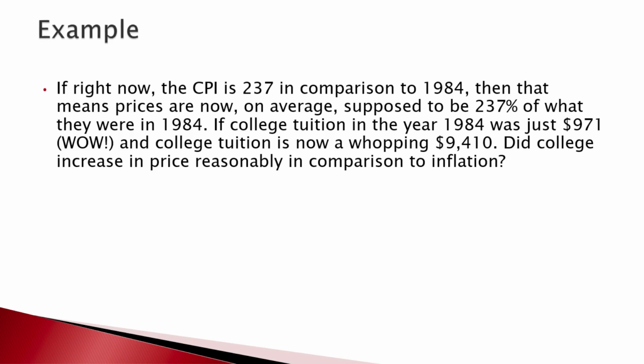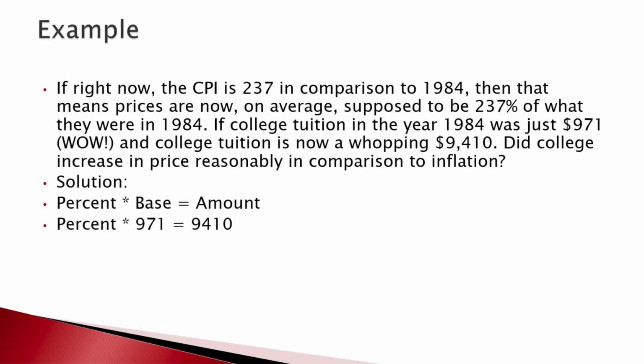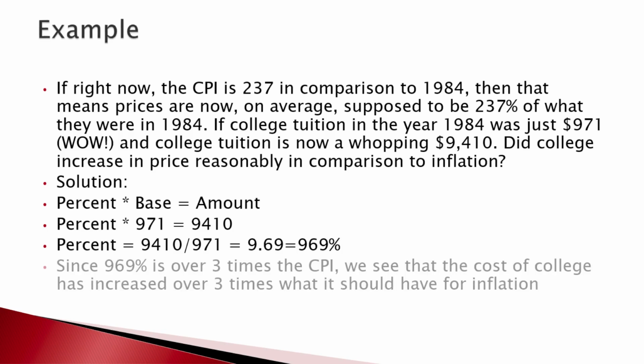If college tuition in the year 1984 was just $971, wow, that's so cheap, and college tuition is now a whopping $9,410, did college increase in price reasonably in comparison to inflation? Solution: percent times base equals amount. Percent times 971 equals 9410. Percent equals 9410 over 971, which equals 9.69, which is 969%.